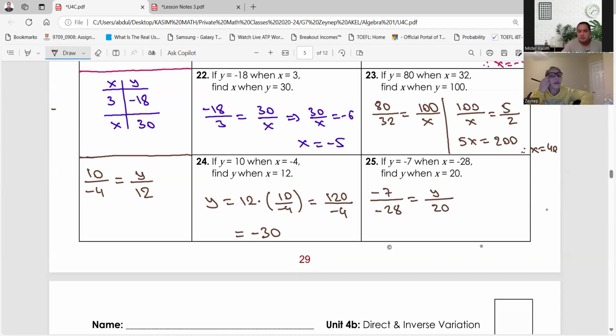First, can you simplify this fraction? Both numbers are divisible by -7. -7 divided by -7 is 1. -28 divided by -7 is 4. On the right-hand side, y over 20. And now cross multiply. 4 times y is 4y. 1 times 20 is 20. So what is y? 5. That's it.